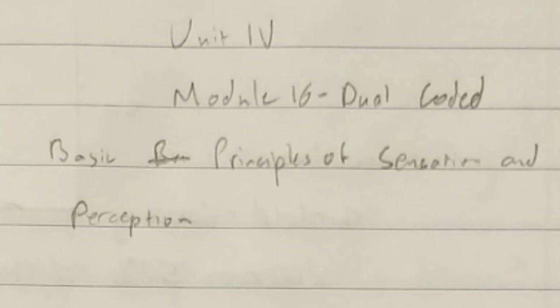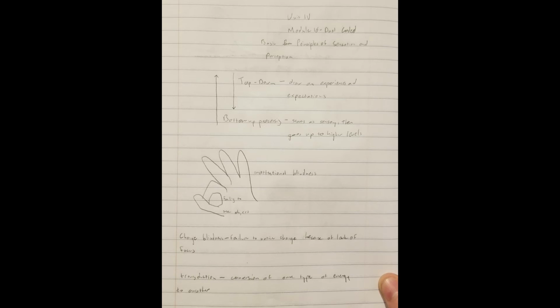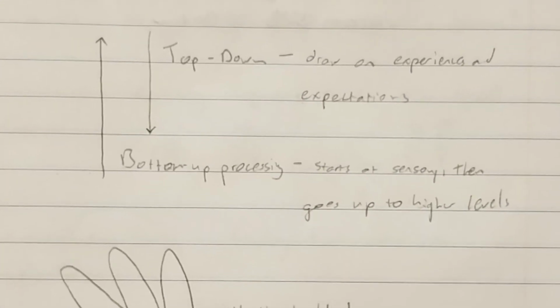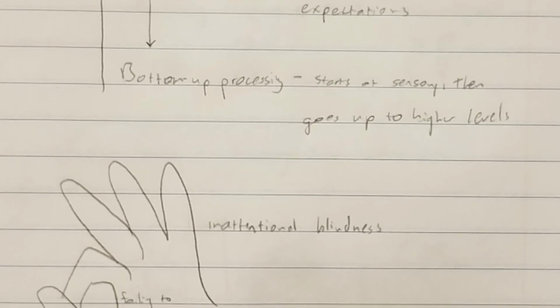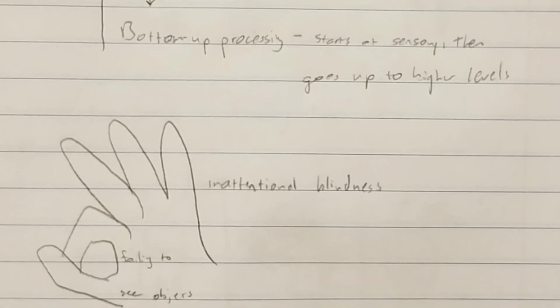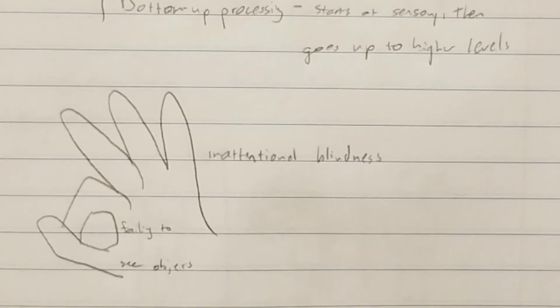Unit 4, Module 16, Basic Principles of Sensation and Perception. Top-down processing draws on experiences and expectations. Bottom-up processing starts at sensory, then goes up to higher levels.